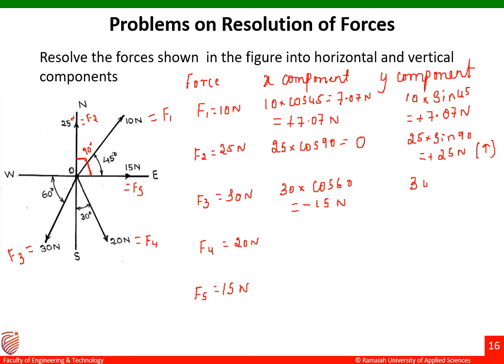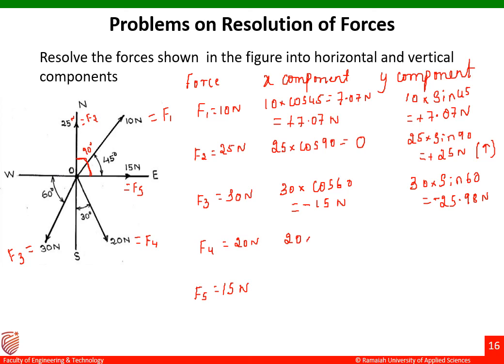Let us go to the y component, that is 30 into sine 60 degrees. 30 into sine 60, you'll get the answer as 25.98 Newton. I'll write it as minus 25.98 Newton. So this is how the third force is resolved. Fine. So let us go to the fourth force here.